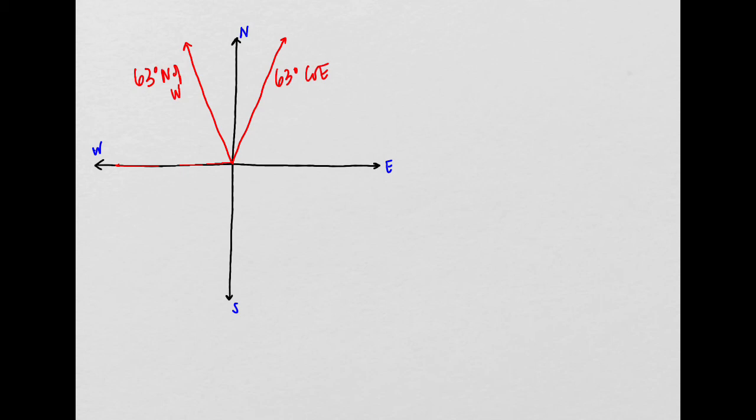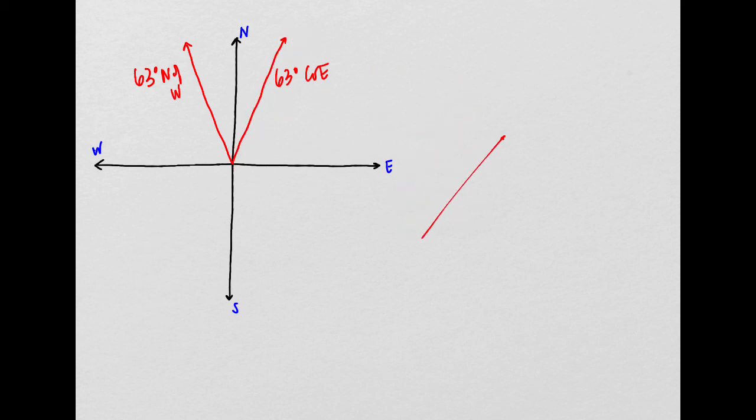The way I can think about that is I'm starting here at west, and I'm going to go 63 degrees north of west. I can't see where my tail is, but I'm going to rotate 63 degrees till I'm here, right? That would be 63 degrees north of west. If I wanted 63 degrees counterclockwise of east, I'm going to start at east, and then I'm going to rotate in the counterclockwise direction for 63 degrees until I get here. All right?